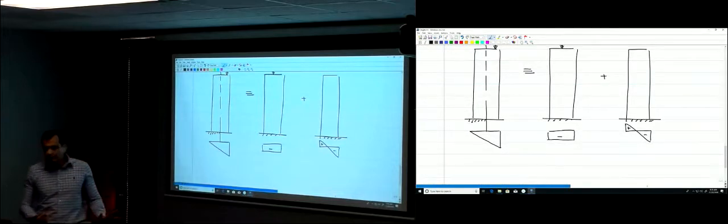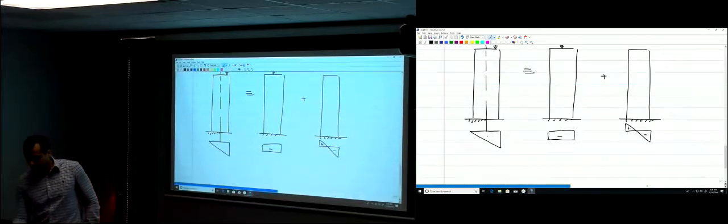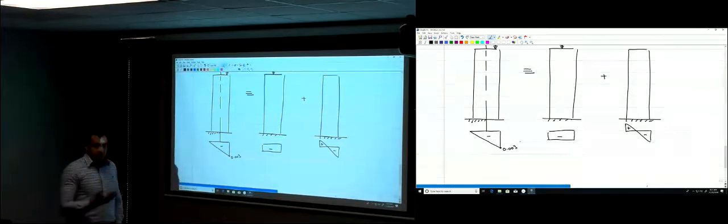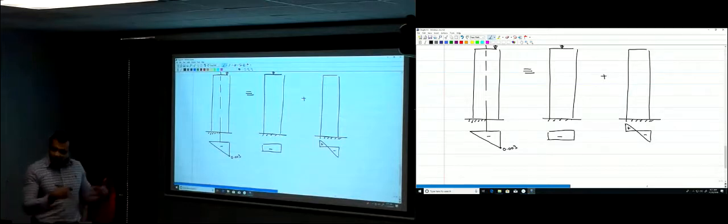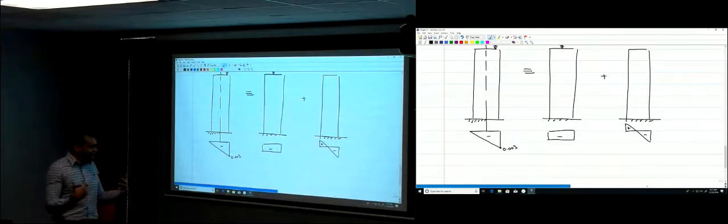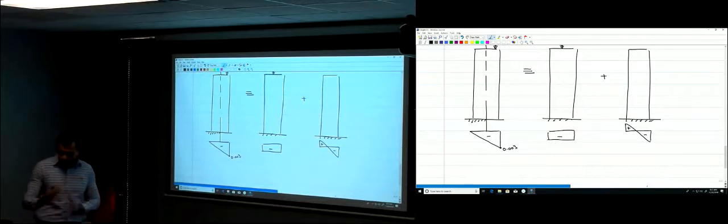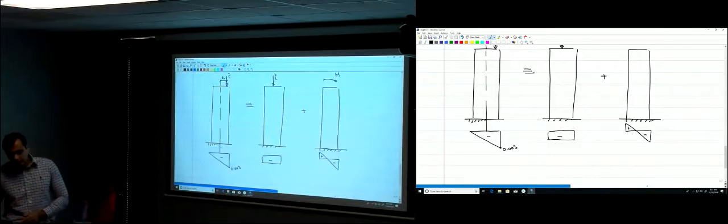When will this column fail? When the concrete here crushes, okay? When the strain here is 0.003, okay? This is where this column is going to fail. So as you see in each and every case here, the column will fail when the concrete reaches 0.003 at some point, at the maximum point or the edge of the column.